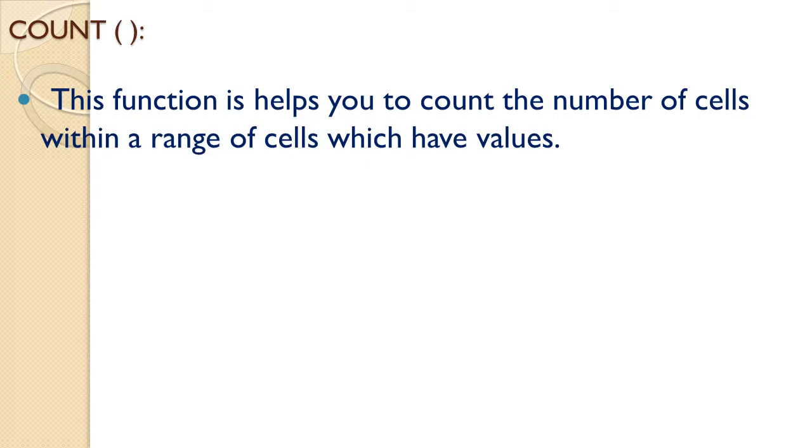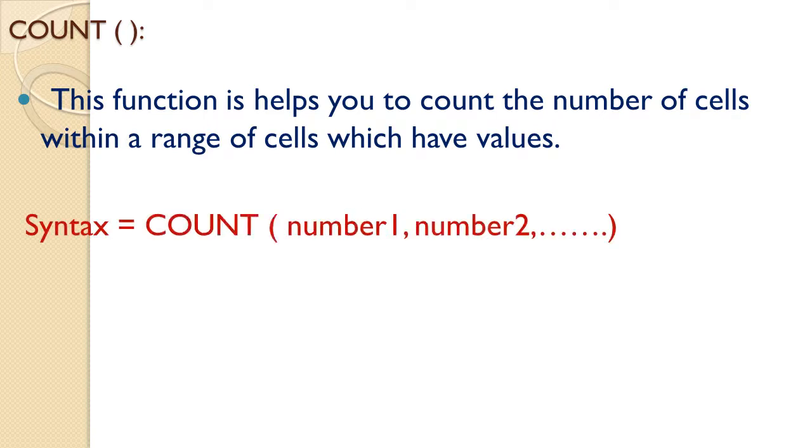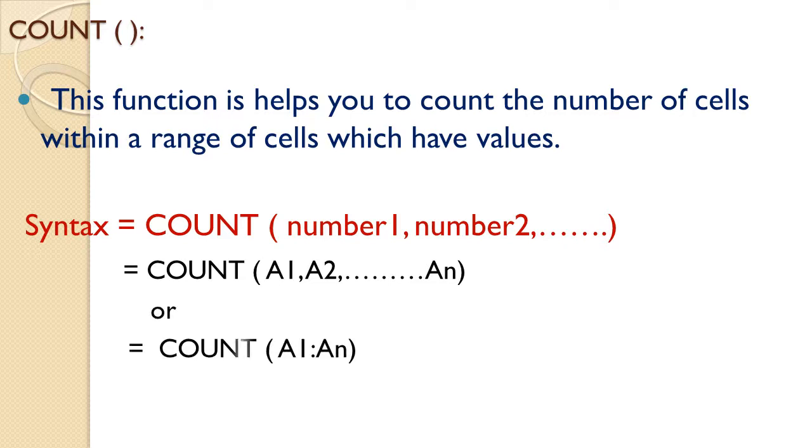Next function is about count. This function helps you to count the number of cells within a range of cells which have values. Syntax: every function must begin with an equal sign, then a function name count and open the parenthesis. Inside the parenthesis, you have to write the arguments like this: equal count a1, a2 up to an. Or else you can write count a1 to an using a colon.